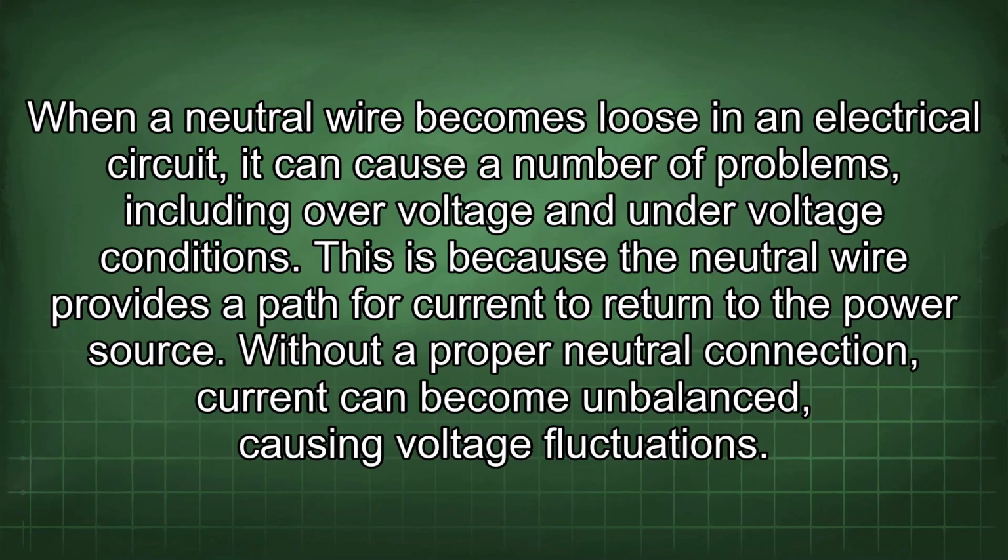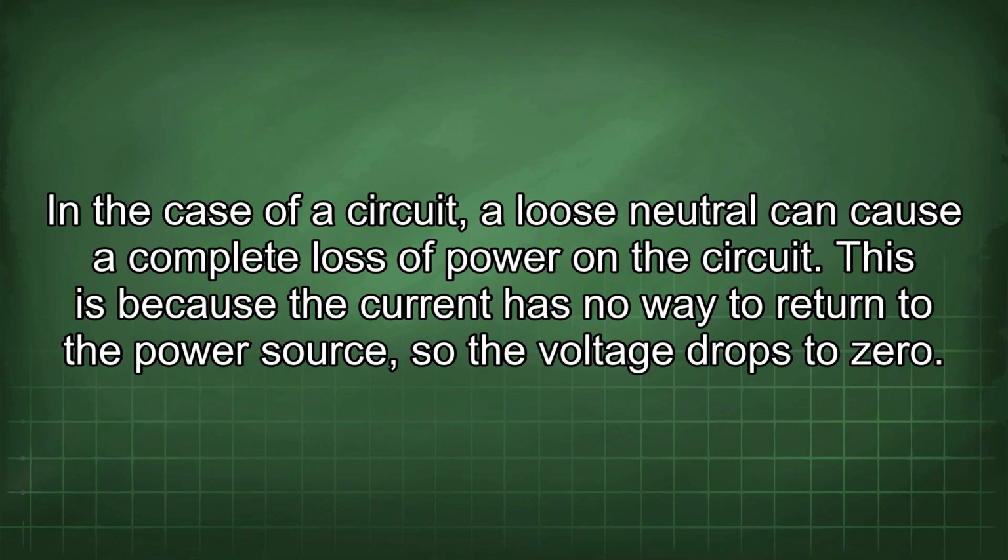When a neutral wire becomes loose in an electrical circuit, it can cause a number of problems, including overvoltage and undervoltage conditions. This is because the neutral wire provides a path for current to return to the power source. Without a proper neutral connection, current can become unbalanced, causing voltage fluctuations. In the case of a circuit, a loose neutral can cause a complete loss of power on the circuit. This is because the current has no way to return to the power source, so the voltage drops to zero.